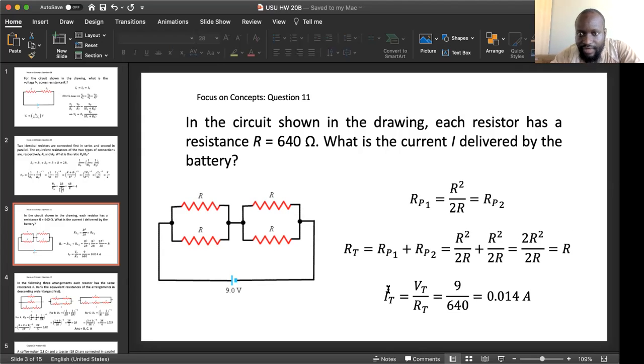So the equivalent current is voltage divided by equivalent resistance, 9 over equivalent resistance, which is R, which is 640. And you just get your equivalent current from right there. Okay.